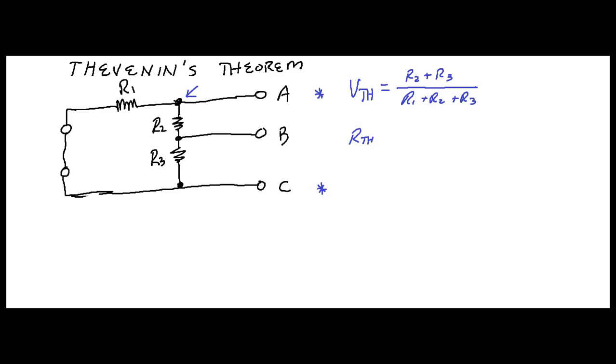So, what's that going to equal? Well, if we look at this one, it looks like R1's in series with this is by itself. So it would simply be R1 in parallel with what? R2 plus R3. It's like your resistance there for that one. There's your V Thevenin and R Thevenin right there.